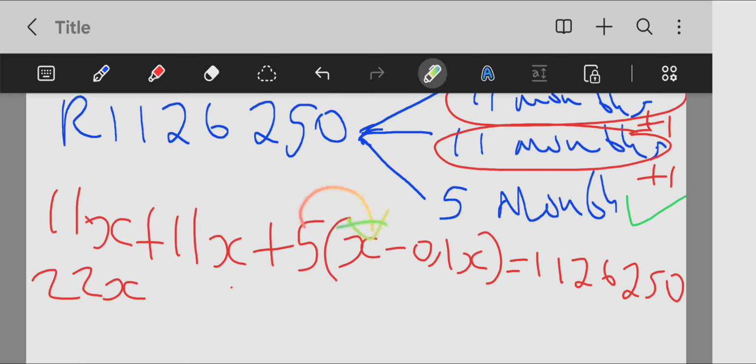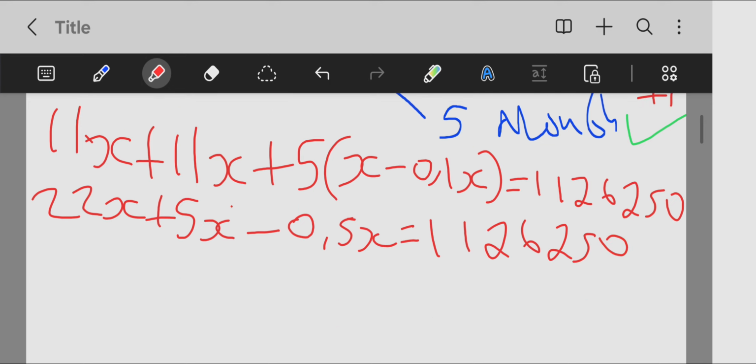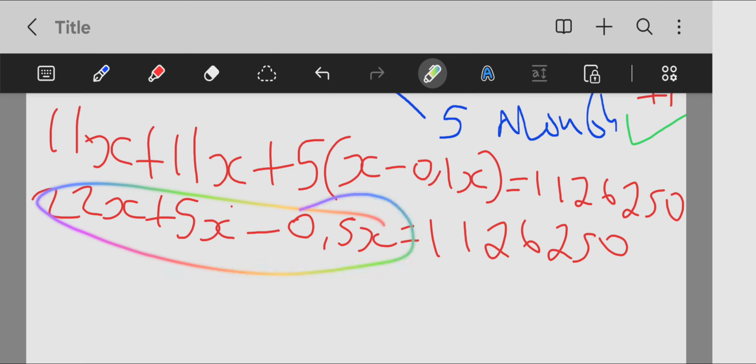5 multiplied by x is going to give us 5x. And then 5 multiplied by negative 0.1 is going to give us minus 0.5x is equal to 1,126,250. Now we add this together and subtract the last one. So it's doable. We can add them together because the variables are the same.